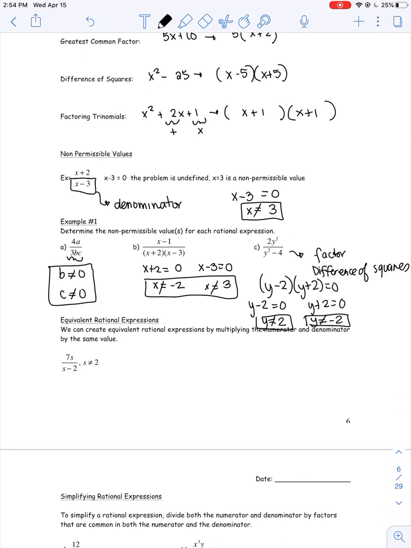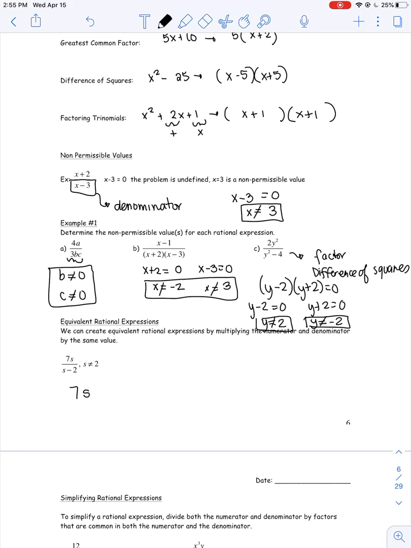Our next idea is creating equivalent rational expressions. So to create an equivalent rational expression, as long as you multiply the top and the bottom by the exact same thing, they are going to be equivalent. For example, 7s squared over s squared minus 2s. What I did was I multiplied everything by s, and now it is equivalent. So that's one option. I could multiply by a number. I multiplied everything by 2, the top and the bottom. As long as you multiply to every term, it's still the same. I could multiply by another variable.